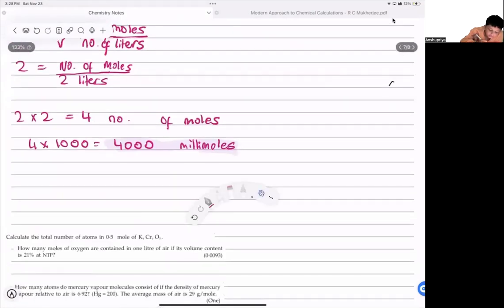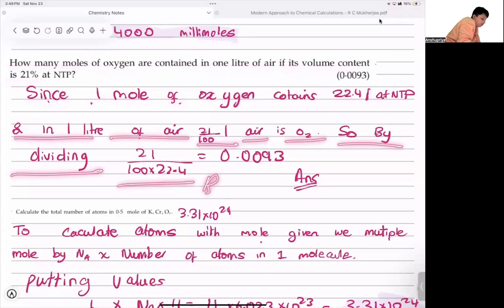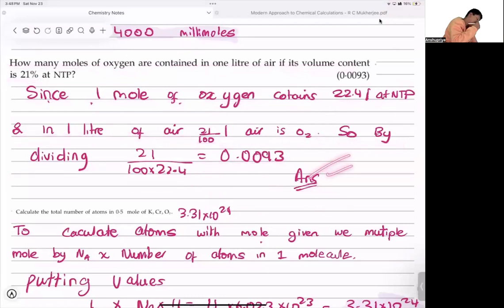Okay, next question. How many moles of oxygen are contained in 1 liter of air if its volume content is 21% at NTP? So that is similar to the CO2 question. Since 1 mole of oxygen contains 22.4 liters at NTP, and in 1 liter of air, 21 by 100 liters is O2, by dividing, using unity, we will get 0.009. So that's the answer.